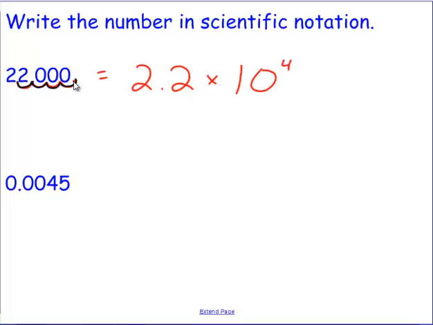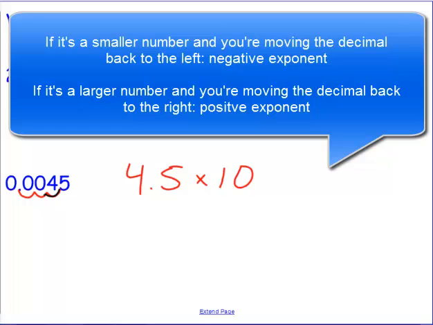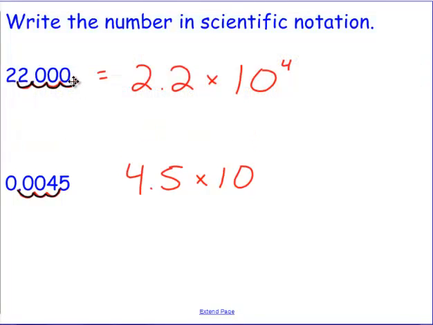Same game here. Now I notice I have a very small number. I have 45 ten-thousandths, and I want to make this number into a number between 1 and 10. I would have to move that decimal 1, 2, 3 times to give me that 4.5, which would be in between 1 and 10. 4.5 times 10 to some power. Again, I ask myself, how many times would I want to move that back? Notice this time I'm moving it to the left once, twice, 3 times. In order to do that, I use a negative exponent to move it back to the left. This would be 4.5 times 10 to the negative third power.